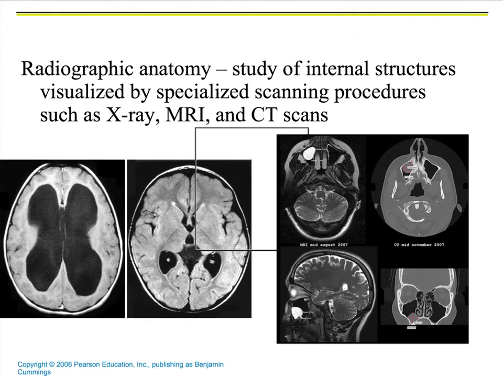We use radiographic anatomy, which is the study of internal structures visualized by specialized scanning procedures such as an X-ray, an MRI, or a CT scan. Most of you have come in contact with this at some point or know somebody who has, but these are things that we use in order to take a better look at what's going on inside somebody's anatomy without having to cut them open.